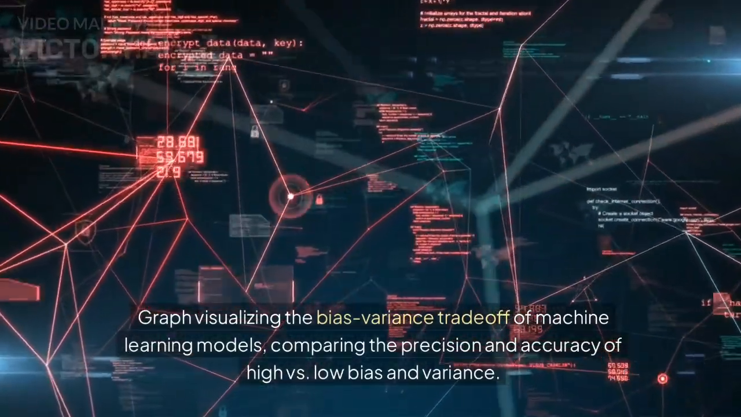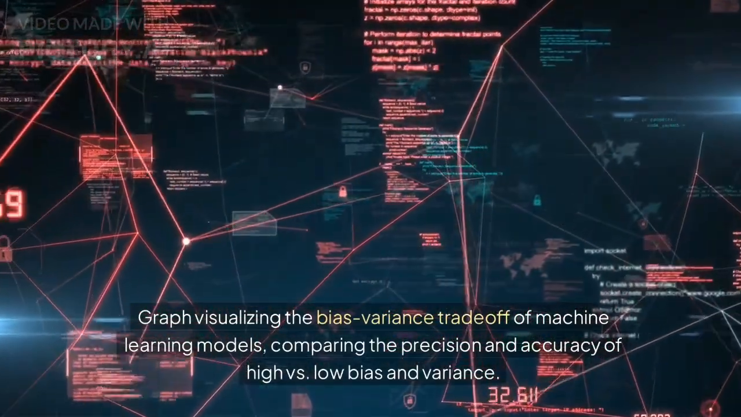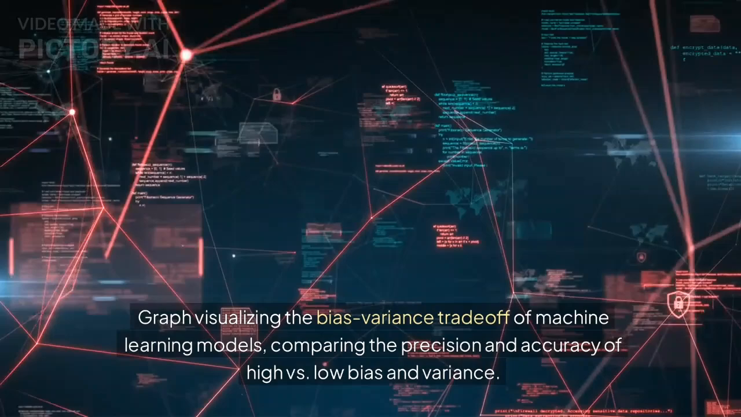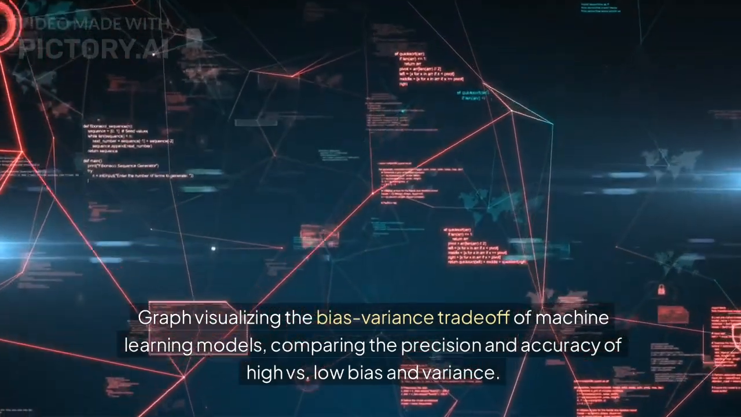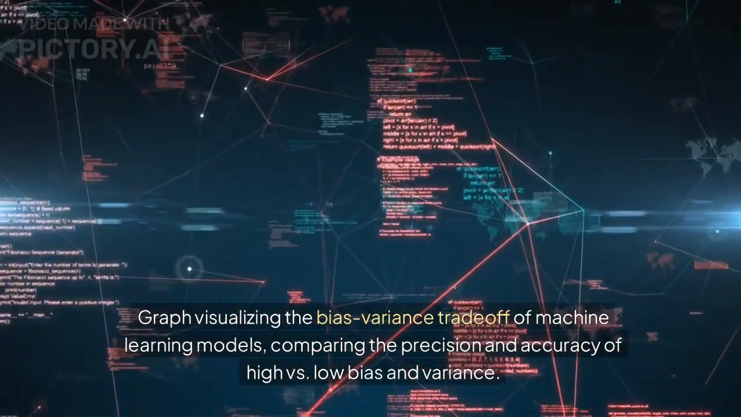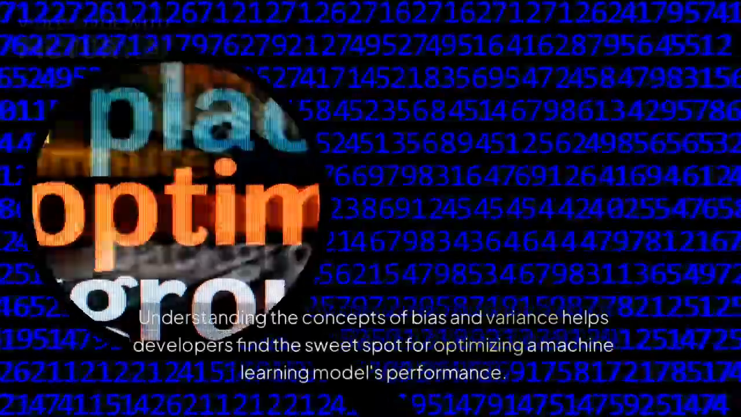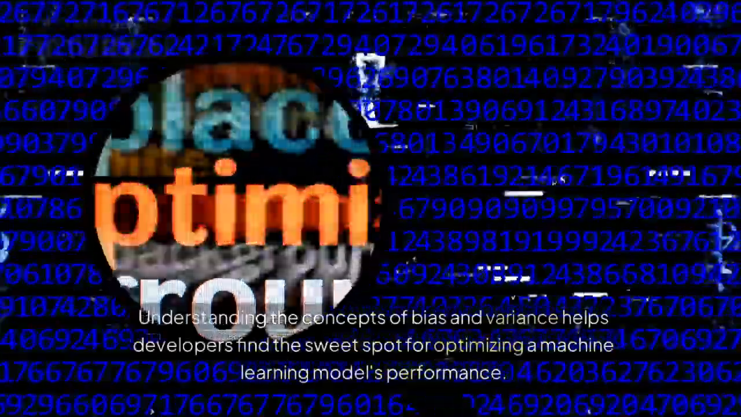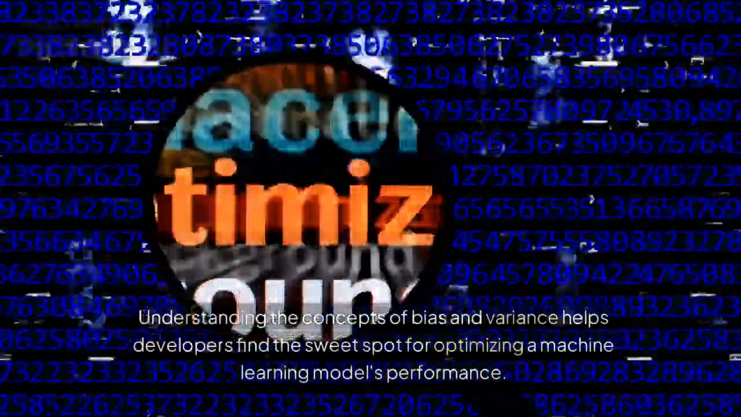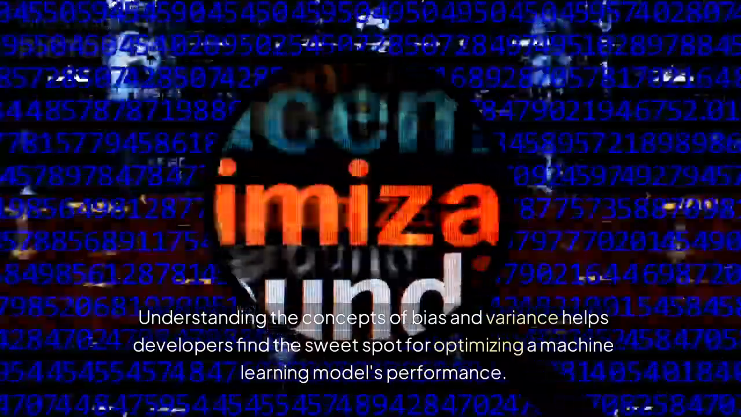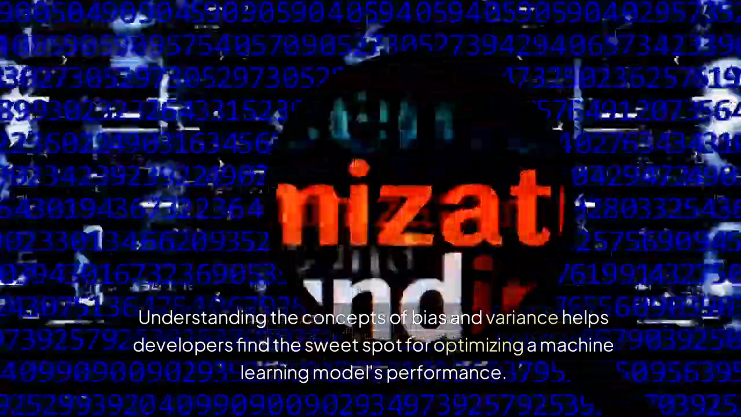Graph visualizing the bias-variance trade-off of machine learning models, comparing the precision and accuracy of high versus low bias and variance. Understanding the concepts of bias and variance helps developers find the sweet spot for optimizing a machine learning model's performance.